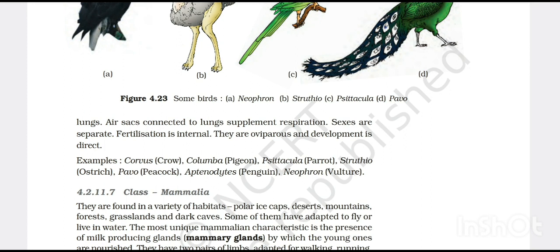Sexes are separate. Fertilization is internal, inside the body of the female. Then they lay eggs, that means they are oviparous. Development is direct. Examples: Corvus, which is crow, then Columba, pigeon, then Psittacula, which is parrot, and Struthio, which is ostrich, Pavo, peacock, Aptenodytes, penguin, Neophron, which is vulture.